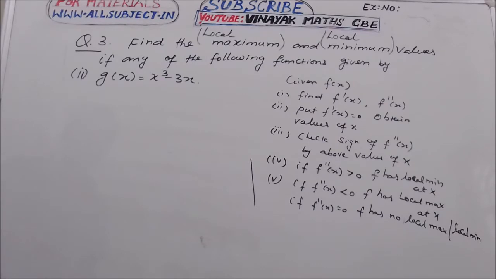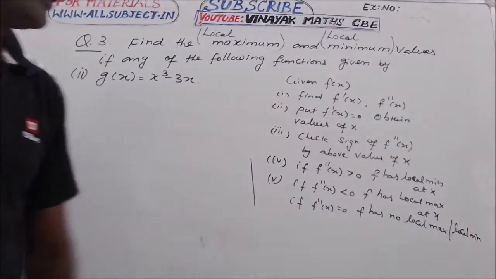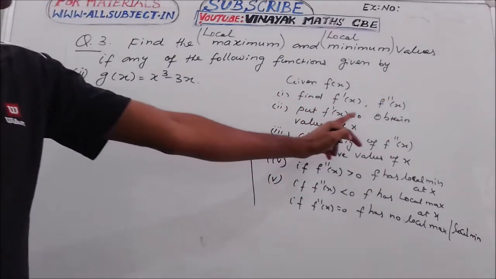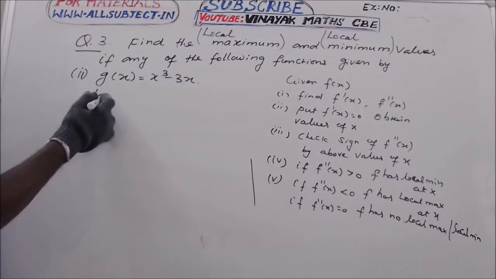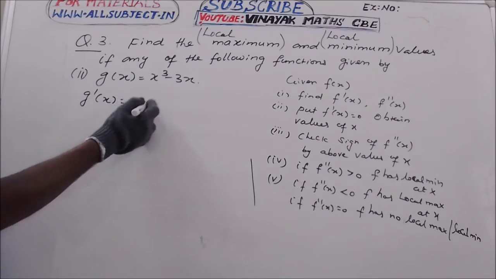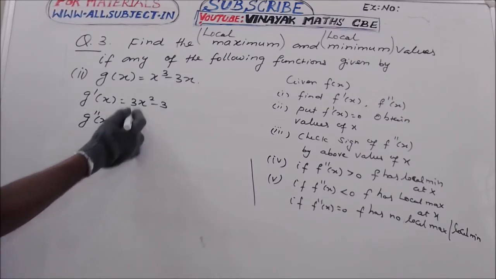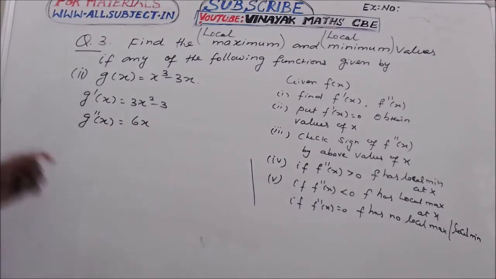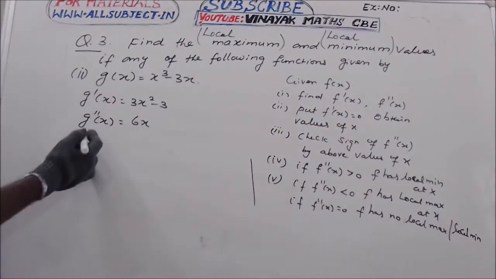Subdivision number 2 in question number 3: g of x is equal to x cube minus 3x is given. Find g dash of x and g double dash of x. Then put g dash of x is equal to 0 and obtain the values of x. So g dash of x is equal to 3x square minus 3 and g double dash of x is equal to 6x.